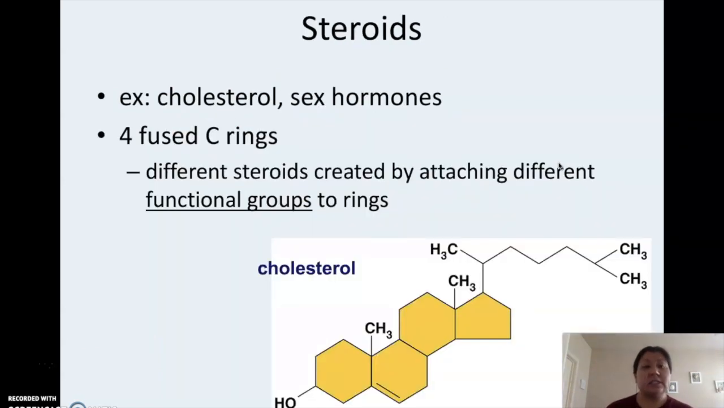Steroids are our four fused carbon rings that are all together, and then you add on different functional groups to make them different. So for example, cholesterol is a steroid. I showed you testosterone and estradiol. Those are also steroids.